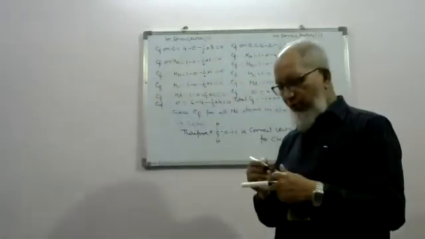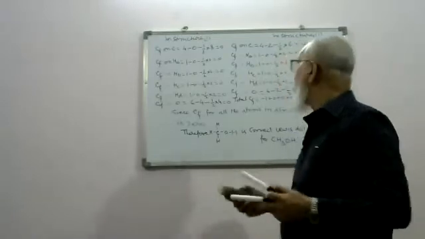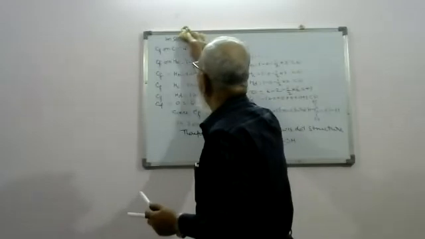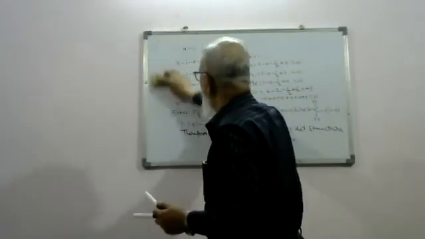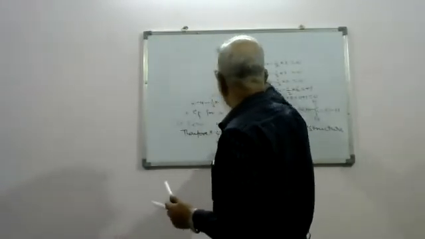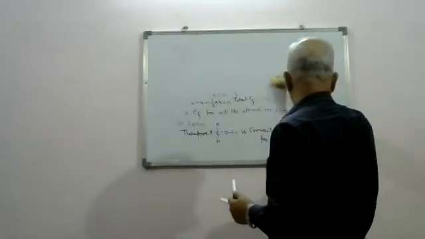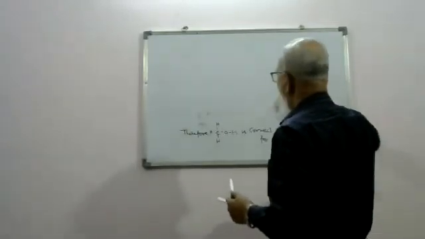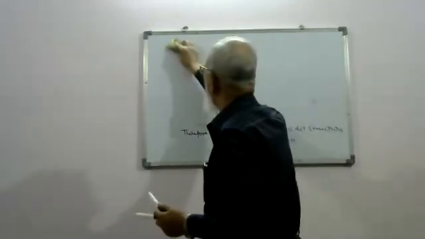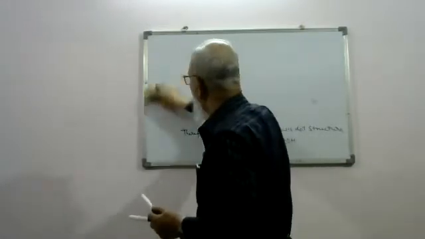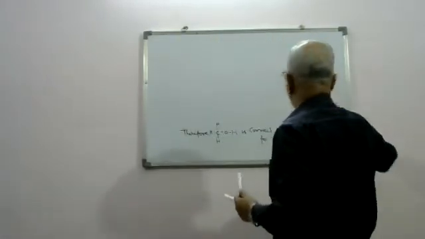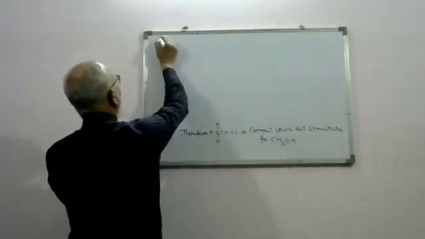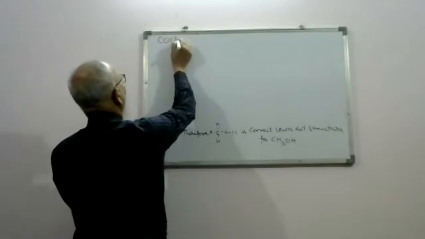Let us take another example, and for that we shall find the formal charge on the different structures, on the basis of which we shall decide what will be the correct Lewis dot structure for that molecule. So let us take another example. Suppose it is COCl2, carbonyl chloride.